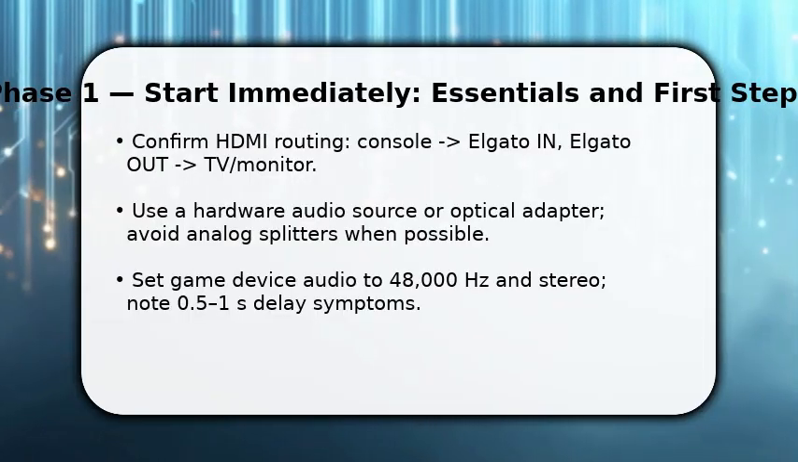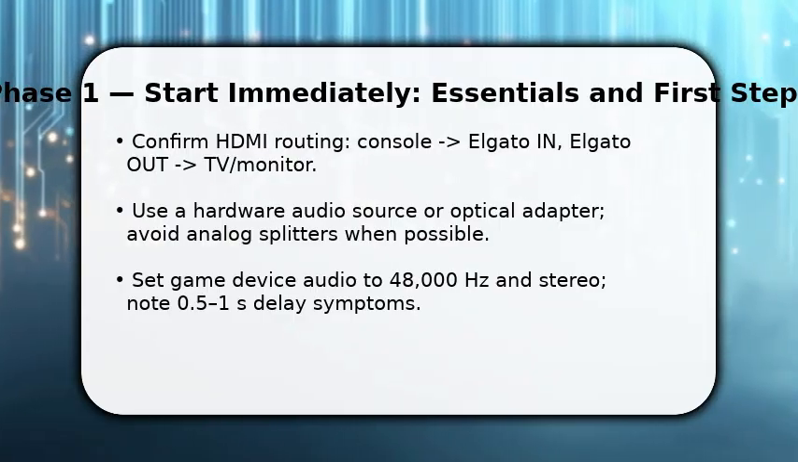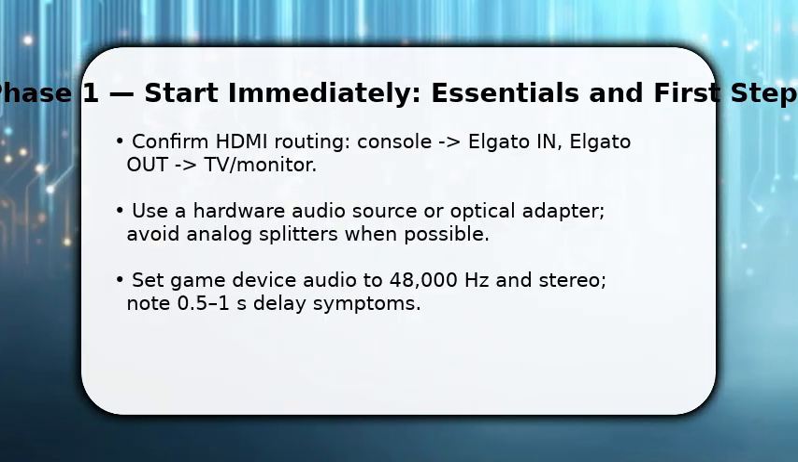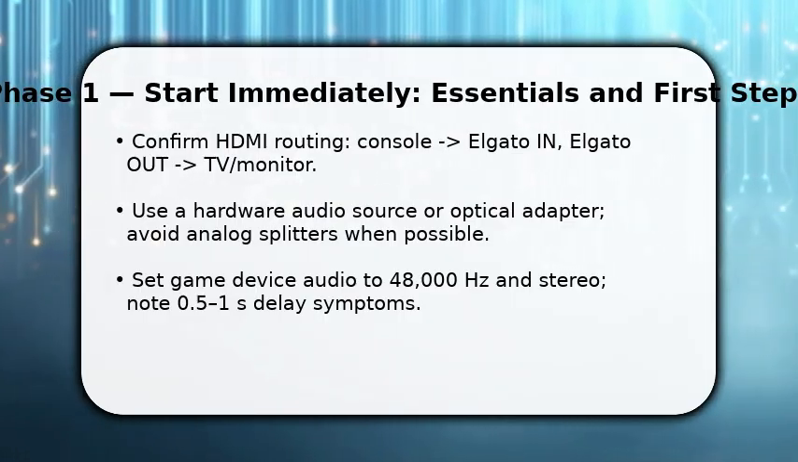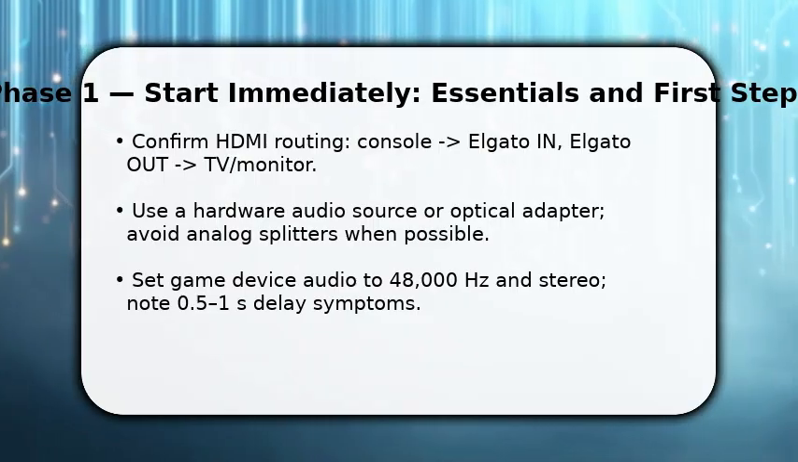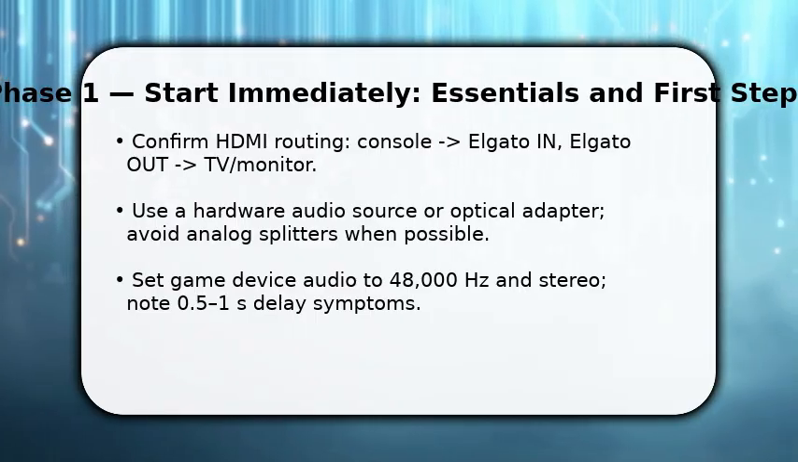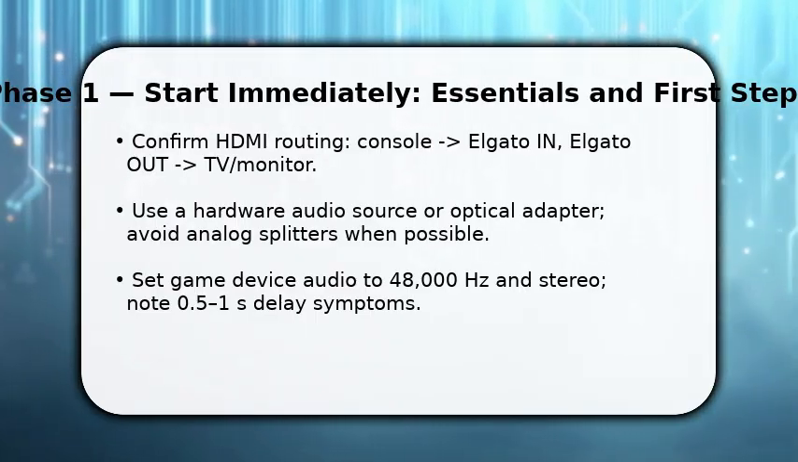You start by verifying physical routing and device sample rates. This prevents wasted software changes. First, confirm console to Elgato in, Elgato OUT to display. Then, set the console and PC audio to 48000Hz and stereo to match capture hardware.